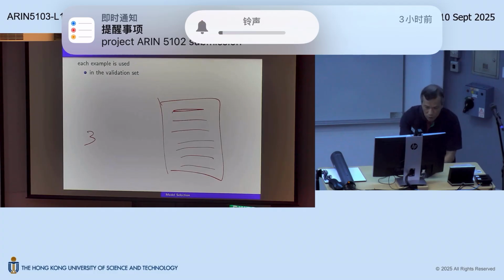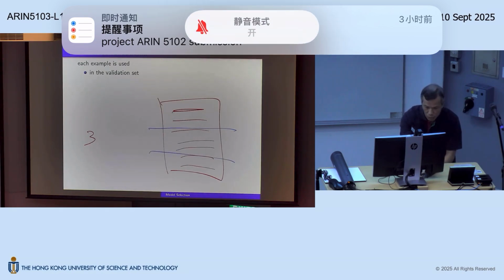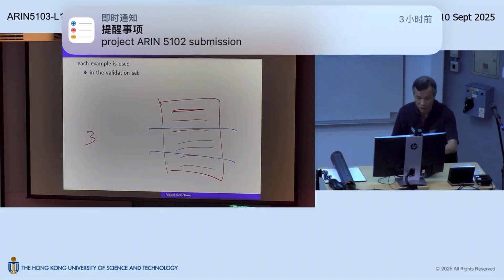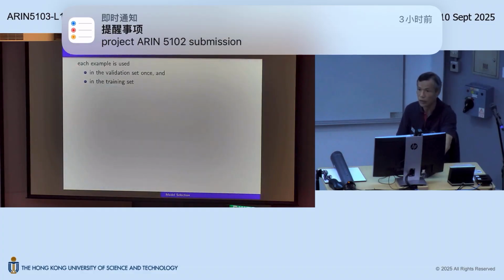So recall what you do. Say threefold, you cut it into 3 parts. This sample will be used for validation when you train on these 2 and evaluate on this. So each sample will be used in the validation set once. And how often will they be used in the training set? How many times?